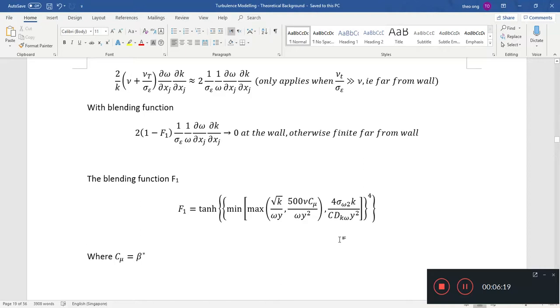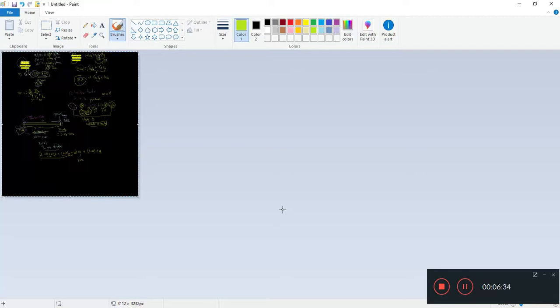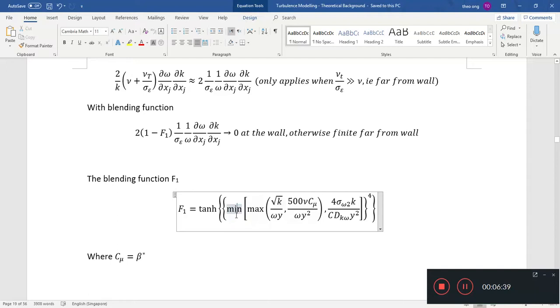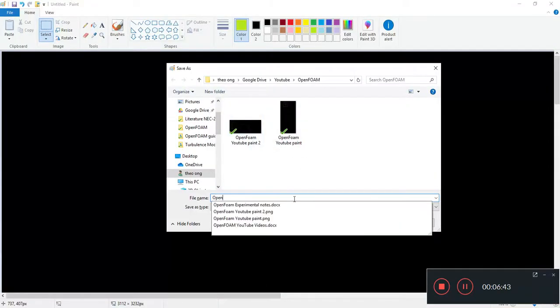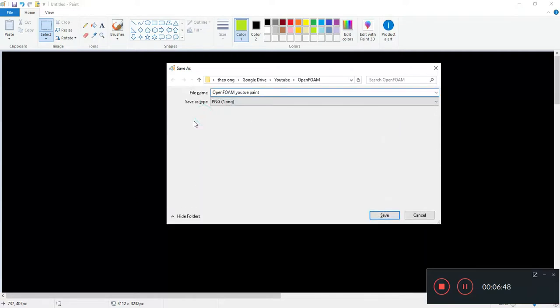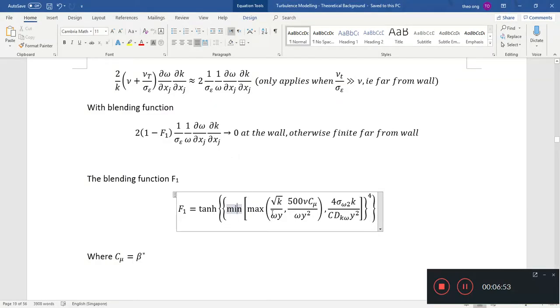Okay, so we start from inside. We ignore the square first. So let's evaluate these functions, right? There's a minimum and then a maximum. All right, so let's go from the inside and work our way out to see what these are. So I'll get rid of all of this. And okay, first, OpenFOAM, YouTube, Paint 3. Okay, so it's just my various blackboards.